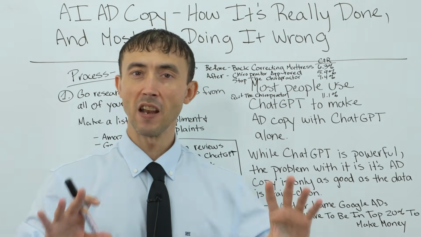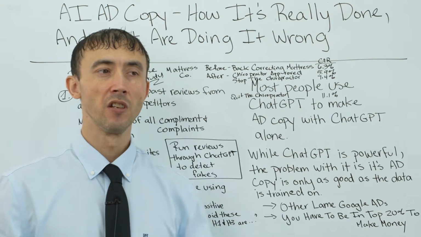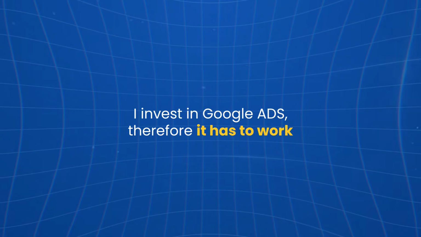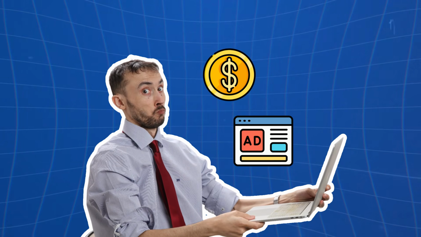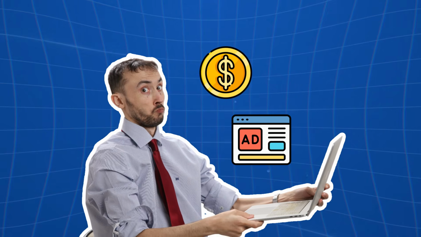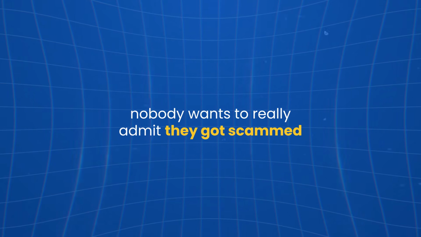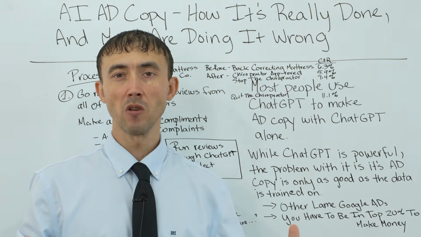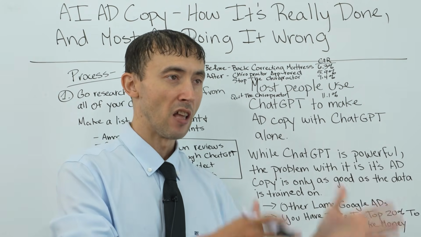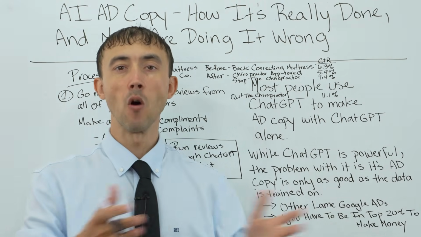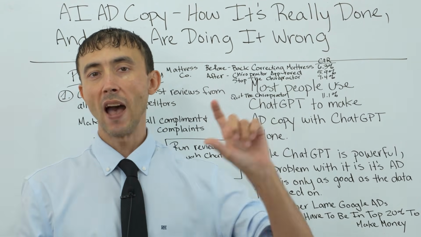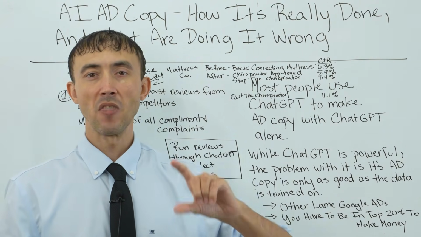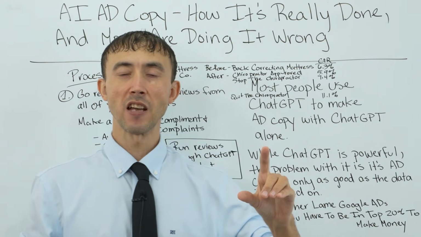They want to inherently believe, like a child, I invest in Google ads, therefore it has to work, because I don't want to admit that the ads don't work and I've wasted my money for the last 3 years. Why would I want to admit that I got scammed? Nobody wants to really admit they get scammed. They don't track the results. They advertise. They are losing money, but they have no idea that they're losing money, and therefore they just keep going with it.